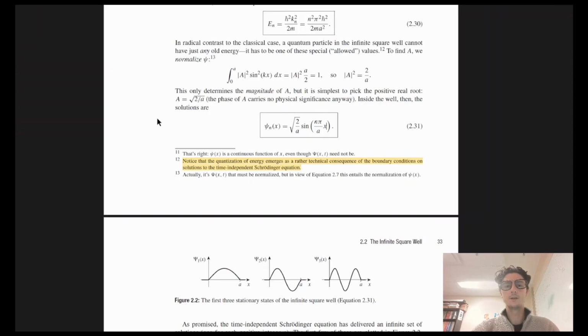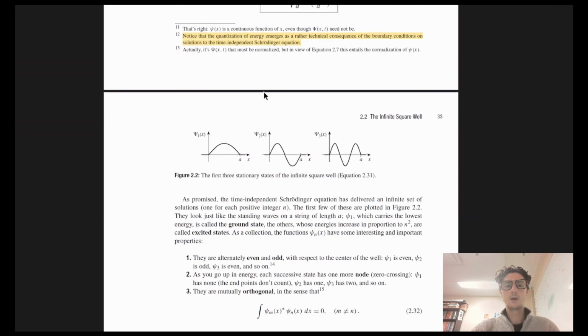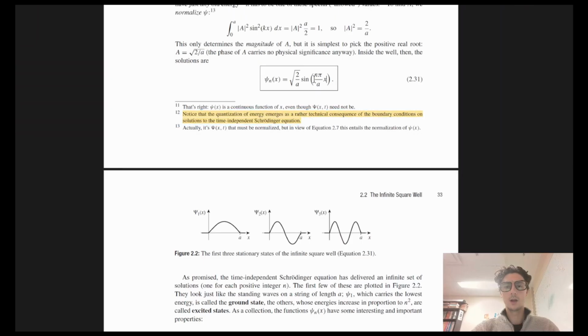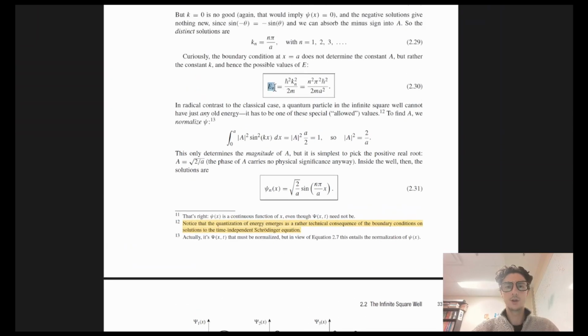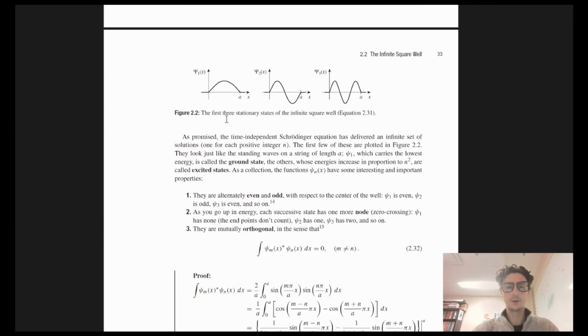Inside the well, then, the solutions are sine waves. And here we have psi 1, psi 2, psi 3. As you change n, the wave function changes. And so does the energy, because we have an energy dependence on n over here.